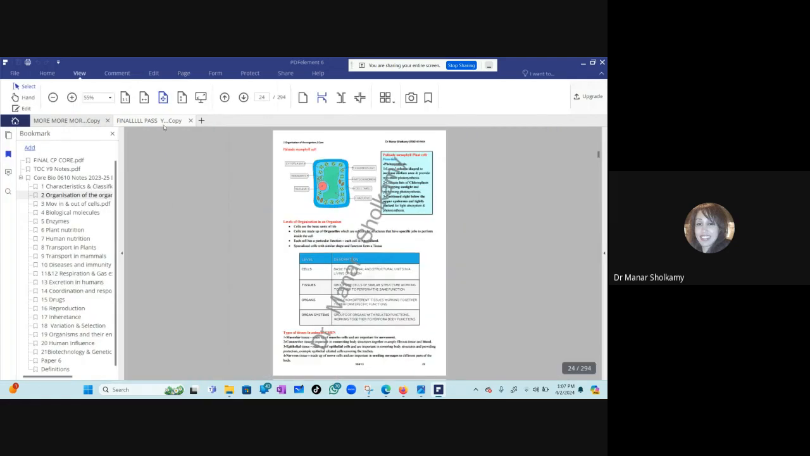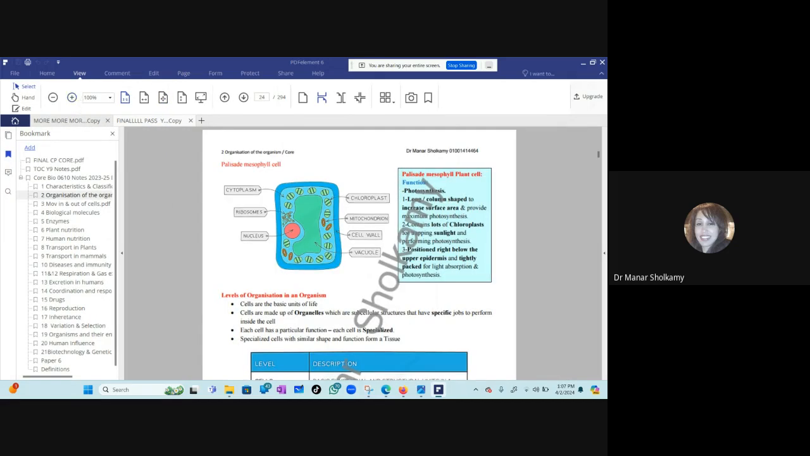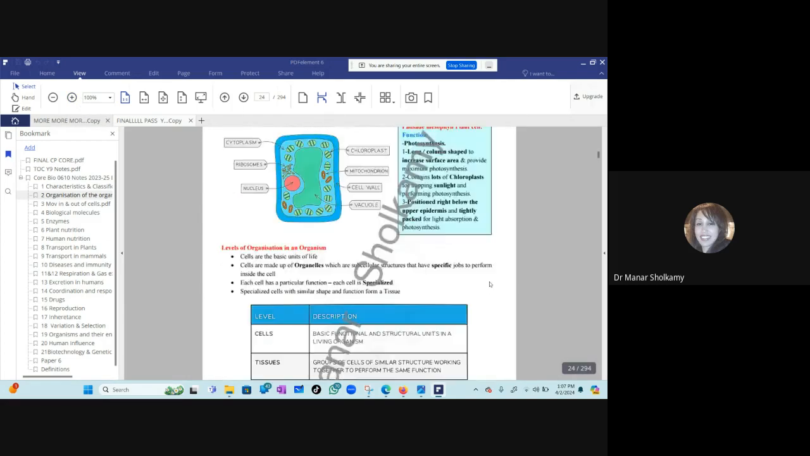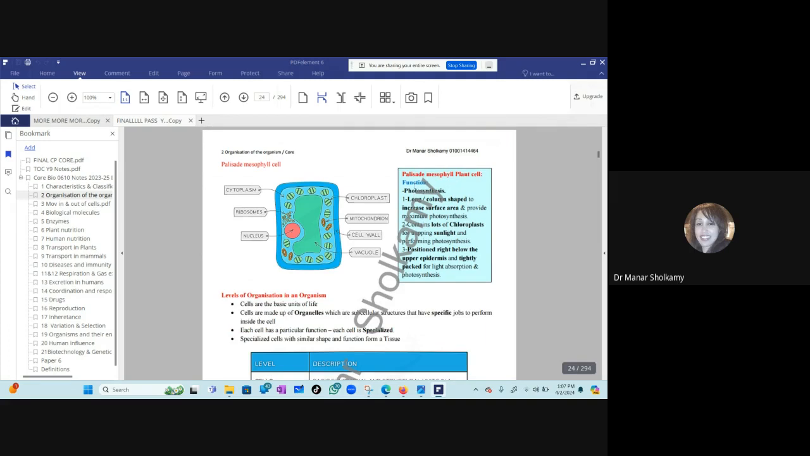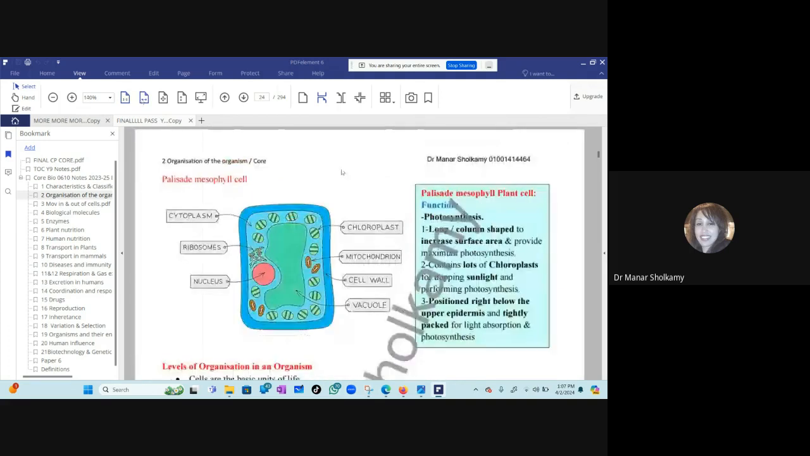Okay, they're here. You'll find the features of the palisade cell on page 22 in Year 9. The palisade mesophyll, the plant cell function: photosynthesis. They're long or columnar in shape to increase the surface area and provide maximum photosynthesis, with lots of chloroplasts to trap sunlight, positioned right below the upper epidermis. They're tightly packed. This is about the palisade mesophyll. The spongy mesophyll, like we said, is irregular and has lots of air spaces for circulation.